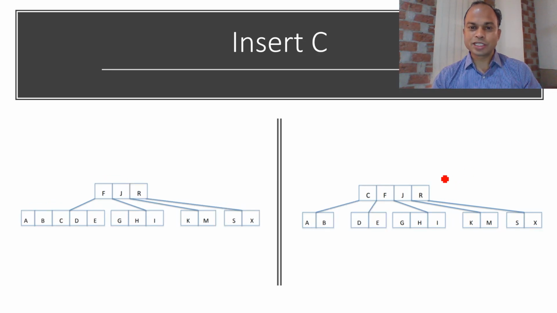Now we want to insert C. C is lesser than F, so C should come on the left-hand side of F, and in the ascending order C is placed here. Now if we observe, it consists of 5 keys. Therefore this particular node should split into two parts. C should go above, and we have here a left child and a right child. So in this way we can insert our key C.